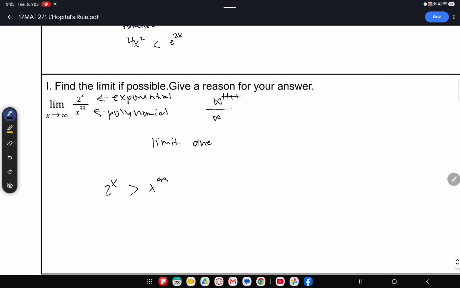All right, that is all for L'Hopital's rule. So if you have any questions, let me know.